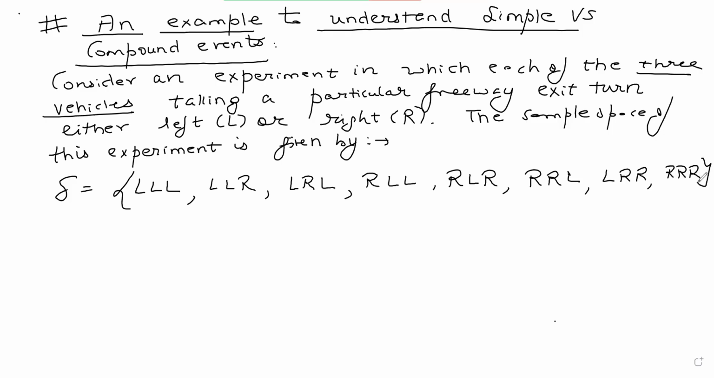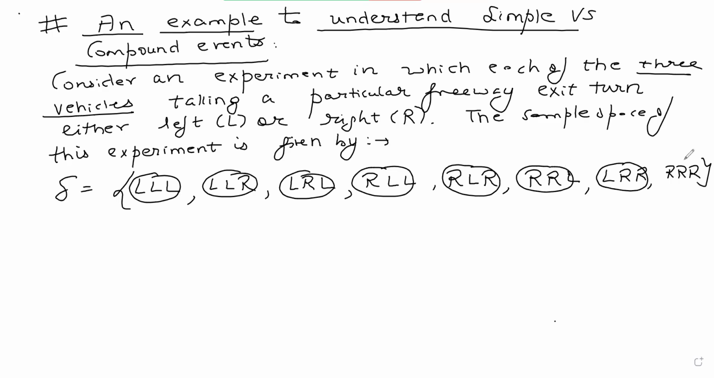You can count the number of outcomes: 1, 2, 3, 4, 5, 6, 7, 8. You can clearly see 2 to the power 3, 8 outcomes. There were three objects or three vehicles. The sample space contains 8 outcomes in total.